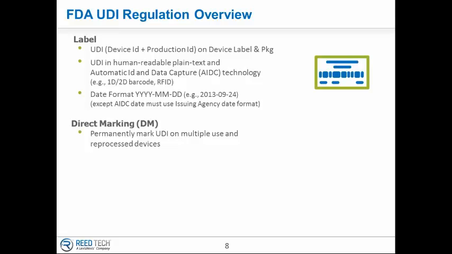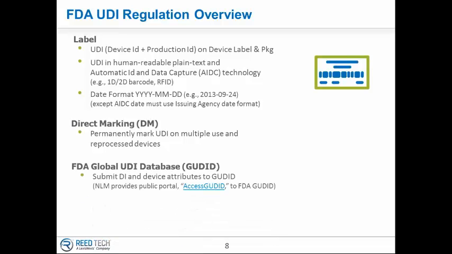With the UDI came direct marking requirements. There's tons of documentation available on the FDA's website, and I believe I have some reference material at the end of this presentation, which you could use at your own leisure to read up on some of the direct part marking requirements. And as mentioned, the FDA GUDID is also a key component of this regulation. Submitting that data and device attributes to the FDA, which they process, validate, and then ultimately pass over to the National Library of Medicine to host on a public website called Access GUDID.